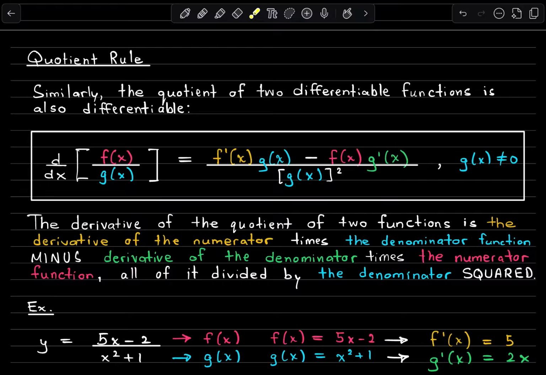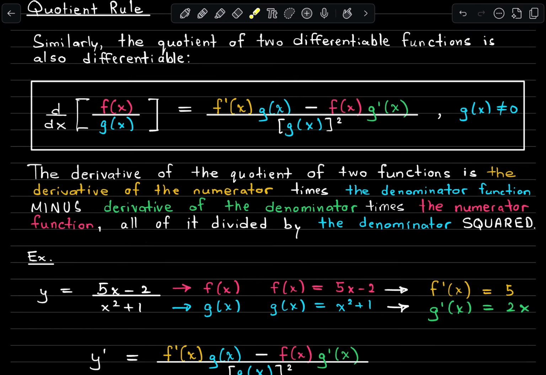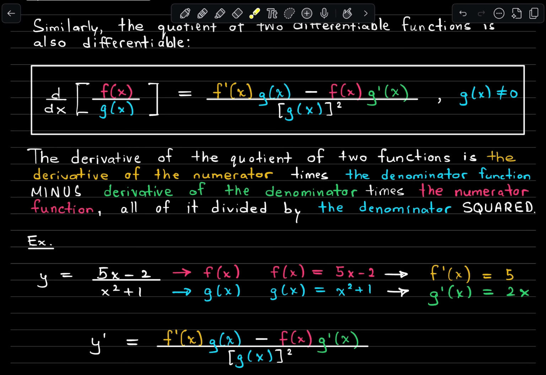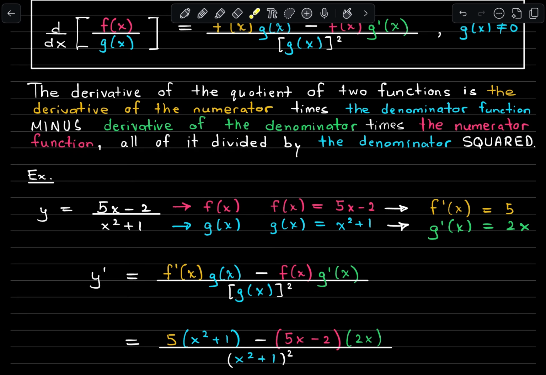For g of x, we've got x squared plus 1. We take the derivative of x squared according to the power rule. The 2 comes down, that exponent becomes a 1, 2 minus 1. And the derivative of that constant 1 is gone. It's 0. Okay, so now we've got our 4 functions of interest. Now we put them together in quotient rule fashion. So the exact same formula, same order. Let's go ahead and see how this looks.